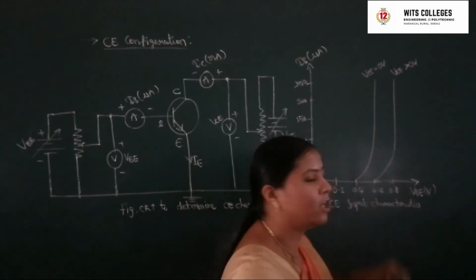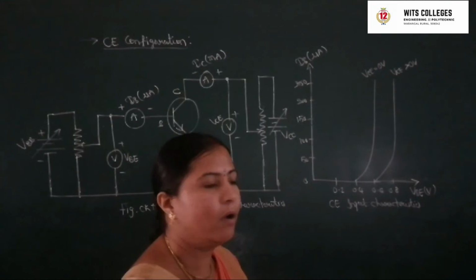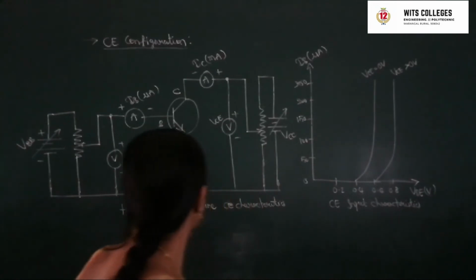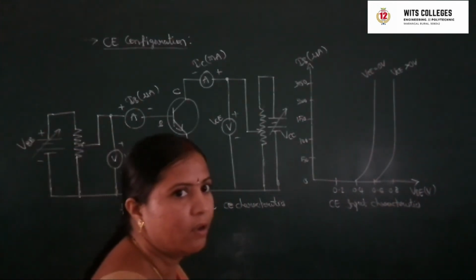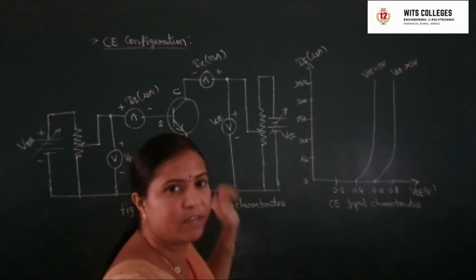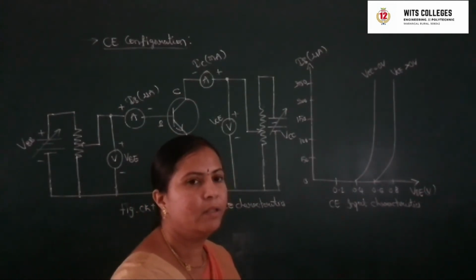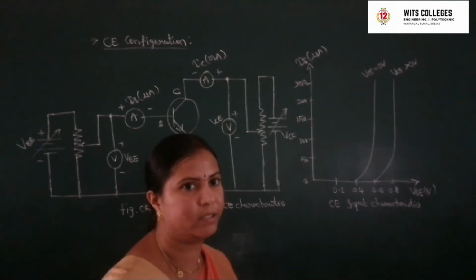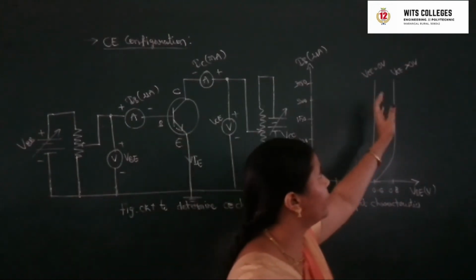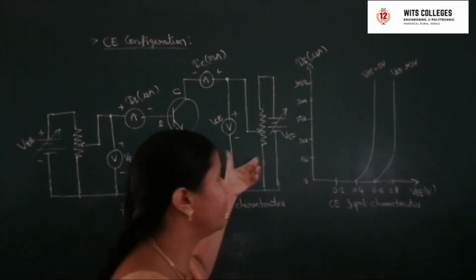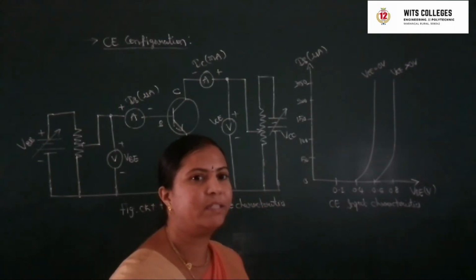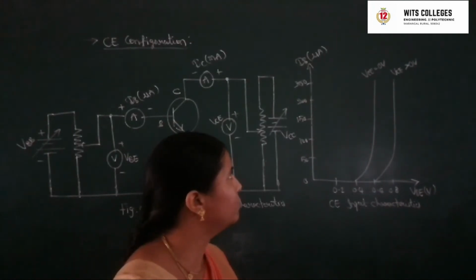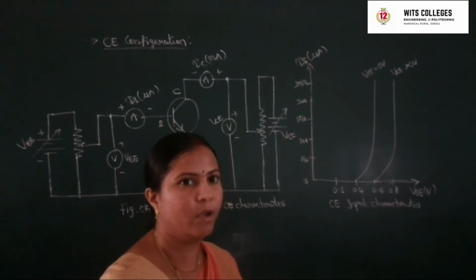As you are increasing the collector to emitter voltage, what will happen? Here the emitter base junction is forward biased and the collector base junction is reverse biased. In reverse bias, what will happen? The width of the depletion layer is going to increase. At the output we are connecting in reverse bias, so the depletion layer width increases, and then the current is going to decrease.